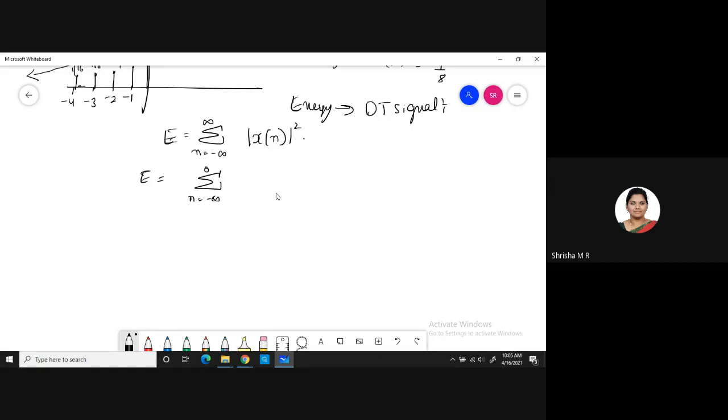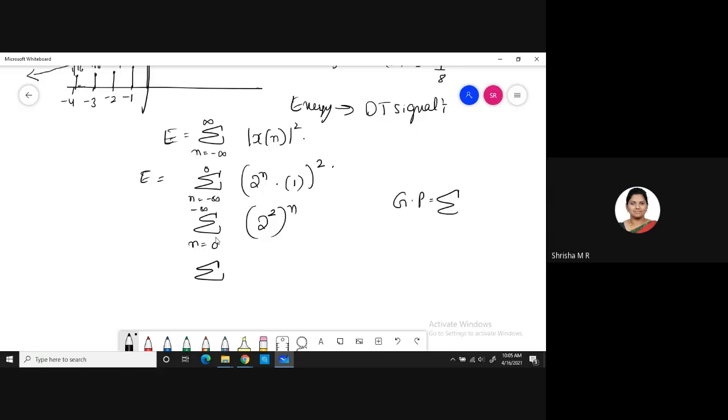So this is 2 power n into u of minus n. I'll take the amplitude as 1, whole square. Okay, so I'll interchange the summation limits. In integration, if you interchange the limits, you have to multiply with a negative sign. But in summation, if you interchange the limits, you need not multiply with a negative sign. You can just interchange it. So you have n equal to 0 to minus infinity, and I'll take it as 2 to the power of 2n, because I want to get it in the form of a GP.